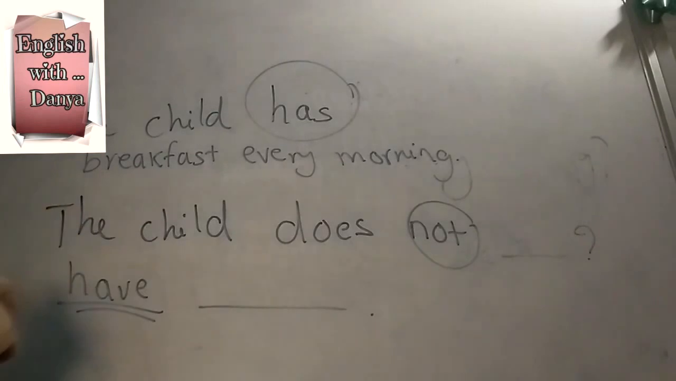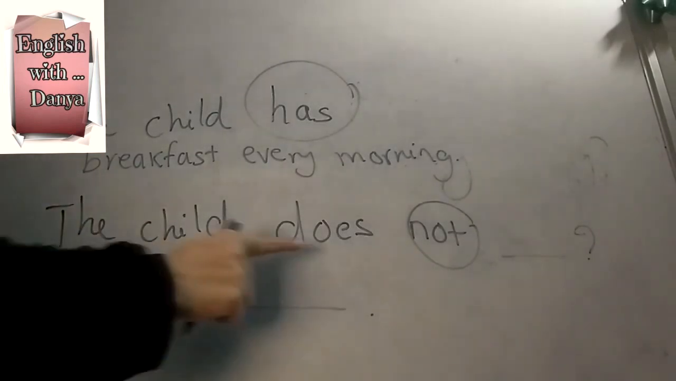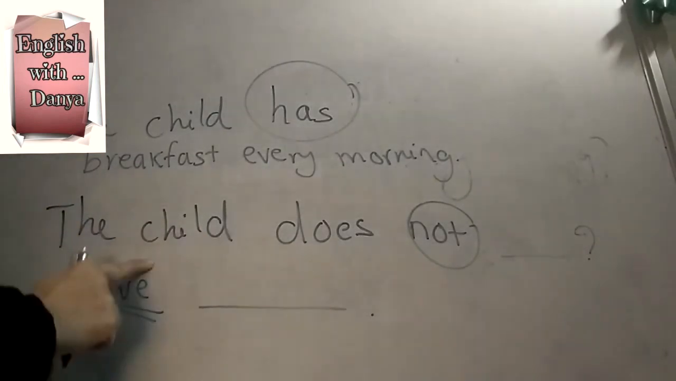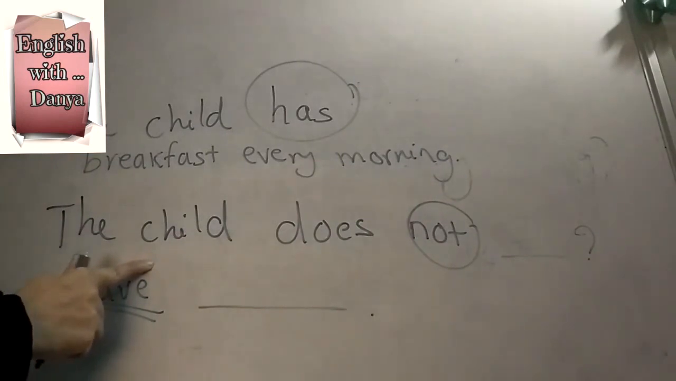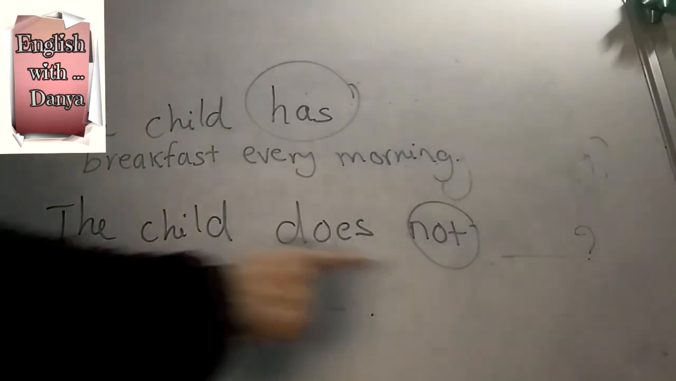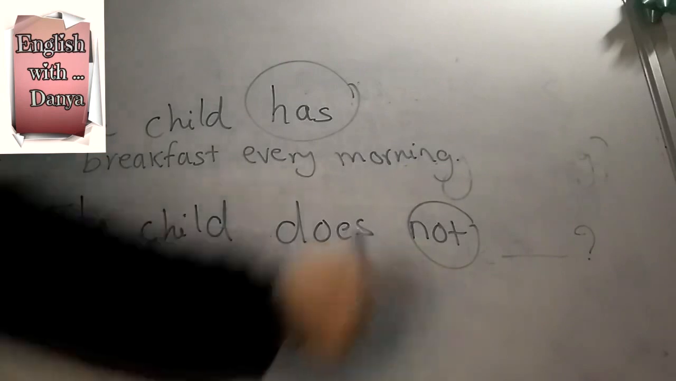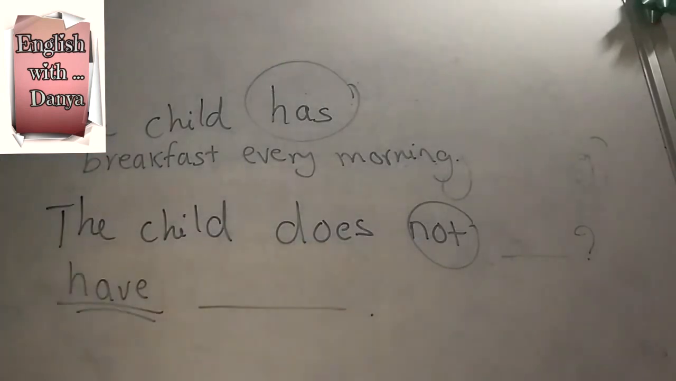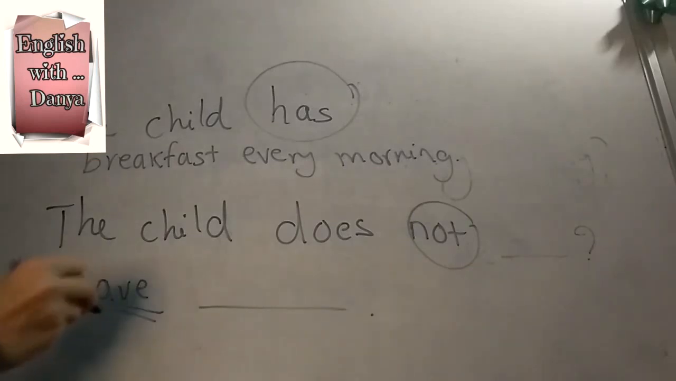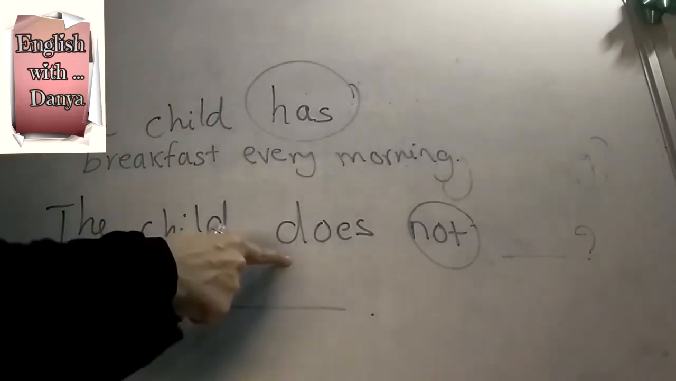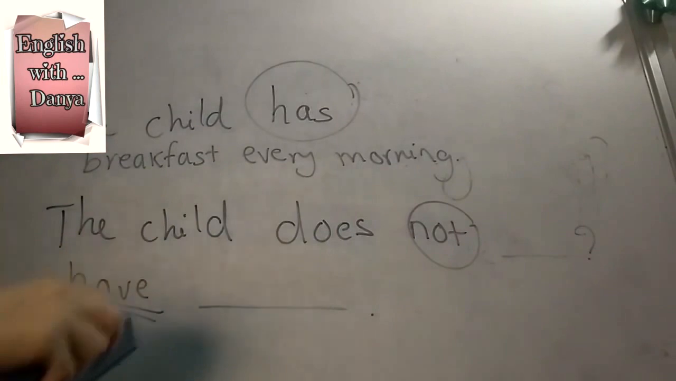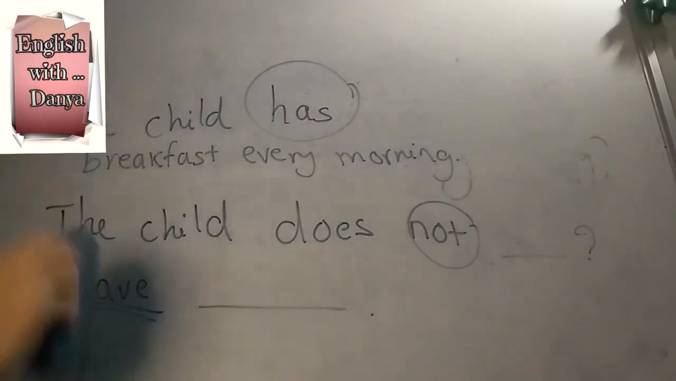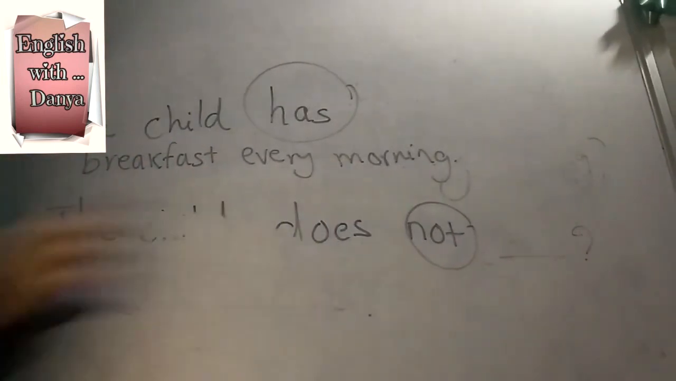So do you see it here? What happened? We use does. Why? Because we have a singular subject. So we said the child does not. We need to use not because it is a negative. So it does not have. So we changed to have. Why? Because we have does. Let's have another example to understand the whole thing in depth.